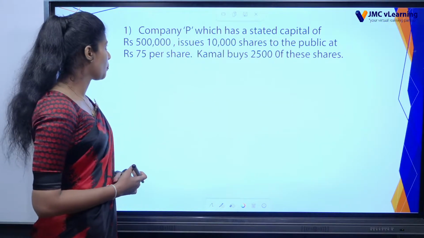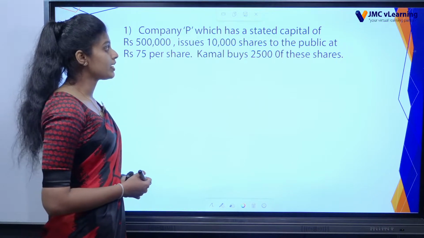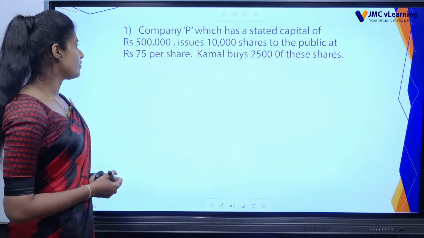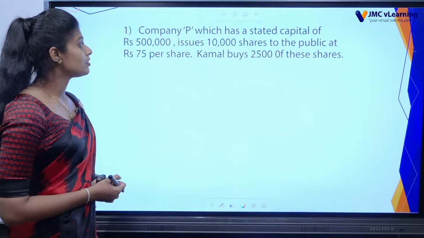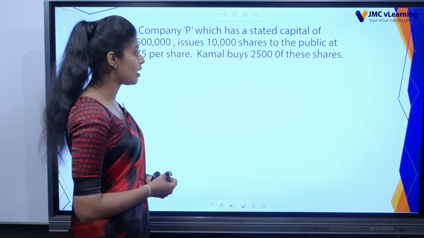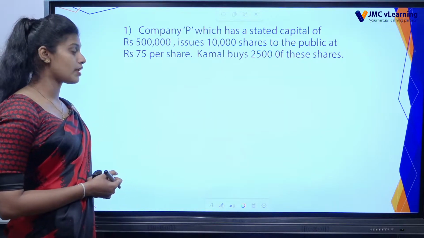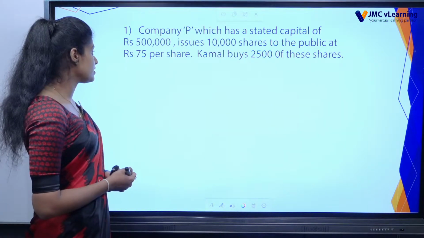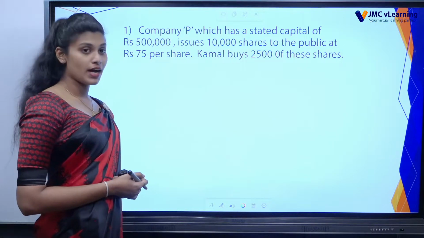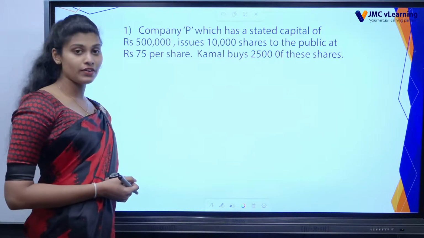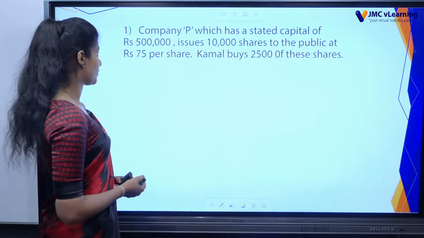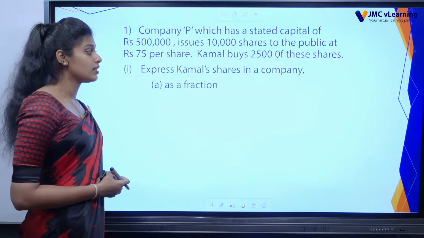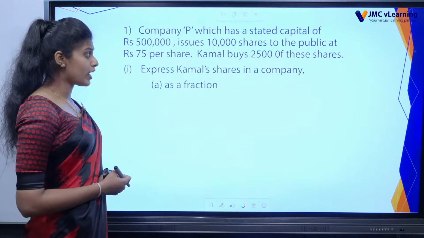Let's do this sum. Company P, which has a stated capital of 5 lakhs rupees, issues 10,000 shares to the public at 75 per share. That means the value of 1 share is 75. Kamal buys 2,500 of these shares. Then express Kamal's share in the company as a fraction.